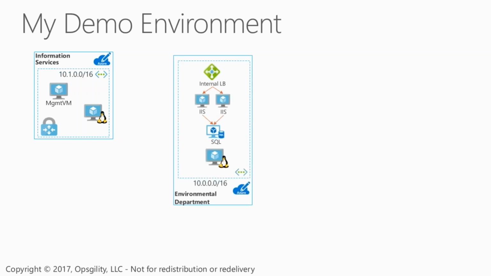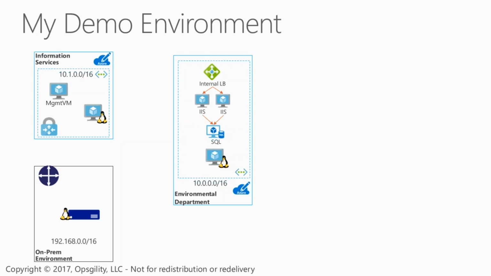Now I also have an environmental department subscription with its own virtual network. 10.0.0.0/16 is the address space there. And the environmental department in my demo has a web application that's deployed in that virtual network. And there's also a Linux server that's deployed there.